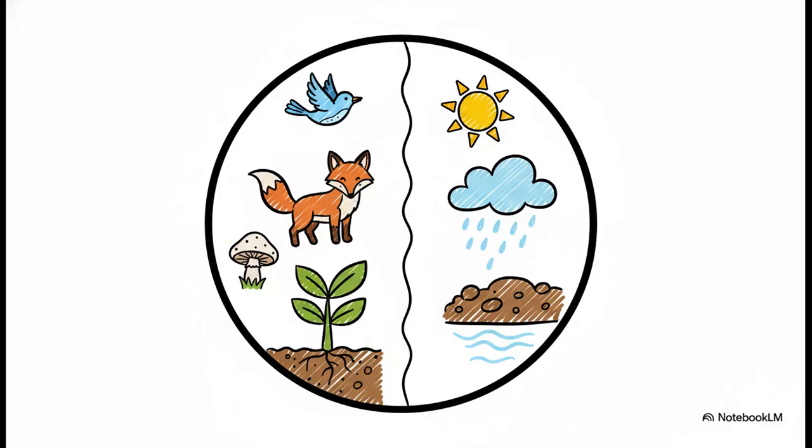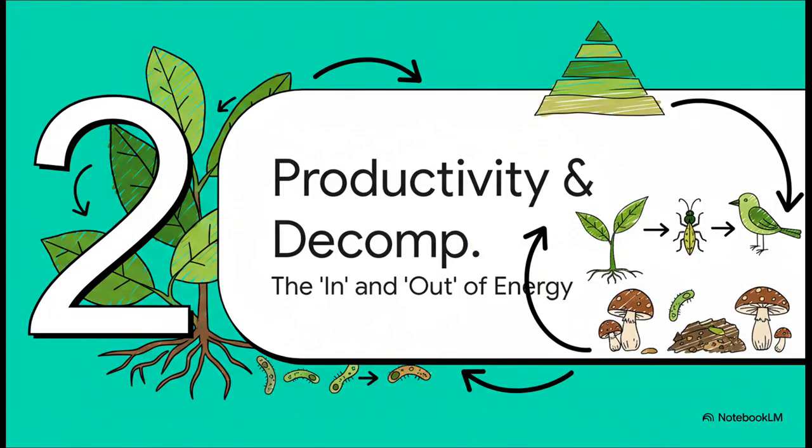So every single ecosystem has two main parts. First, you have the biotic components, basically anything that's alive: plants, animals, even the tiniest bacteria. And then you have the abiotic components, all the non-living stuff: water, soil, sunlight, temperature. Remember this distinction, it's a very common one-mark question. All right, great start. Let's move on to our second section.